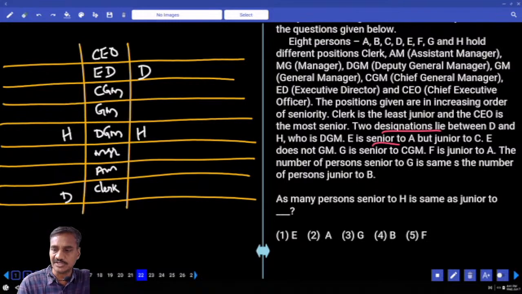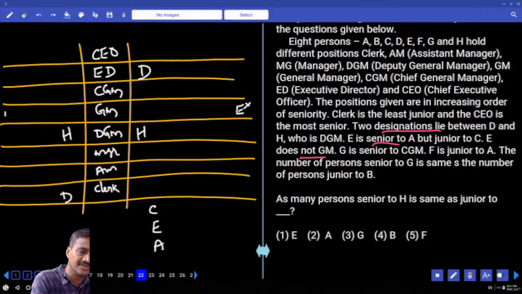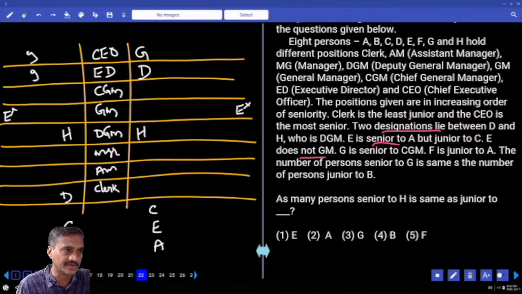And E is senior to A but junior to C. So C, E and A. E is not GM, and E cannot be GM here. Then G is senior to CGM. G is senior to CGM, so G can be either here or here. There are 2 possibilities. Are you getting this or not?